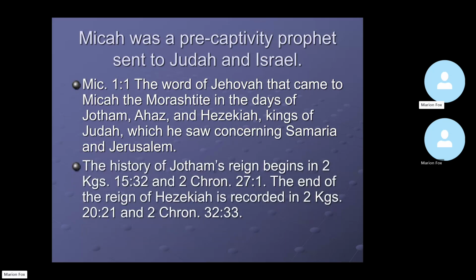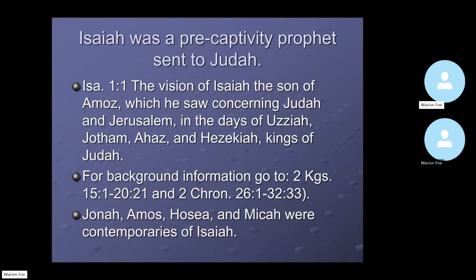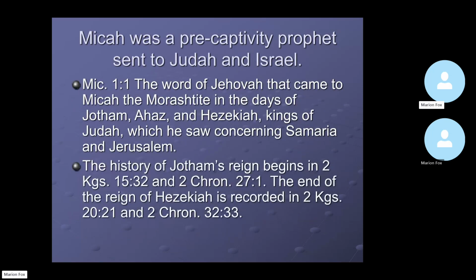Now, since he only had those three kings, we need to read the history of Jotham's reign. It begins in 2 Kings 15:32 and 2 Chronicles 27:1. And the end of the reign of Hezekiah is recorded in 2 Kings 20:21 and 2 Chronicles 32:33. So this is what you'd need to study when you're studying Micah, because he did not prophesy during the reign of Uzziah. But there's a big overlap between them. A lot of the material is covered in the same way.